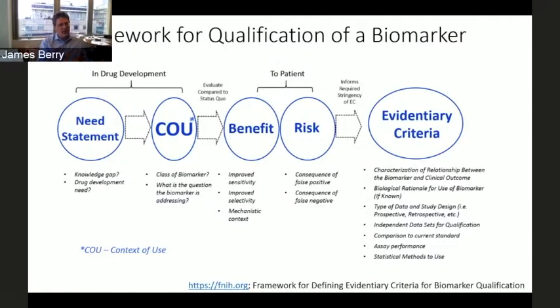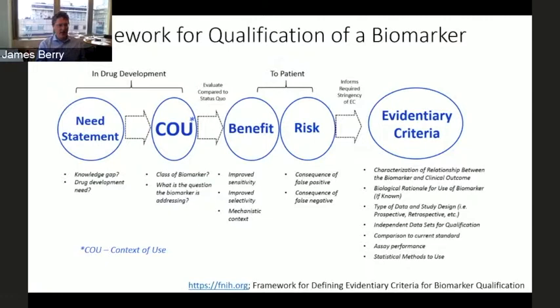And then there's something called context of use. And that's really where you begin to think about, is this a biofluid biomarker? Is it an electrophysiology biomarker? What question are you addressing? How does the type of biomarker that you're choosing help you address that question so that you get the answer that you need?